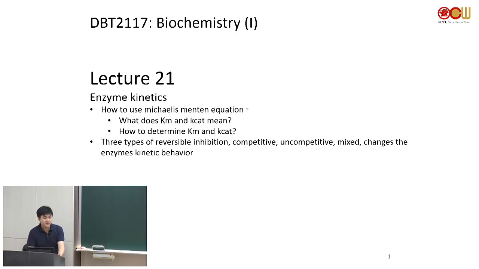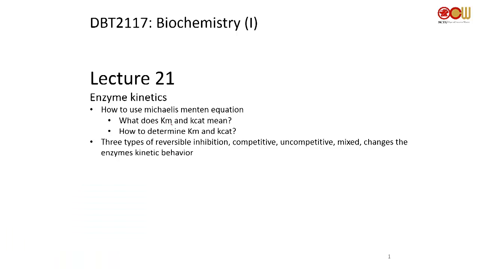Okay, now a couple of things that you should keep in mind. We're going to go over the derivation of the Michaelis-Menten equation, but what's more important for you guys is how to use it. There are going to be two parameters that we're going to care about a lot. One is Km, the other one is Kcat. These two are the most important kinetic parameters that we have for the Michaelis-Menten equation.